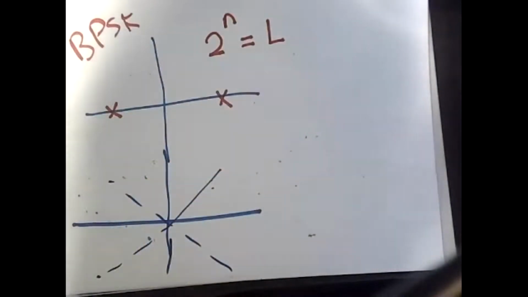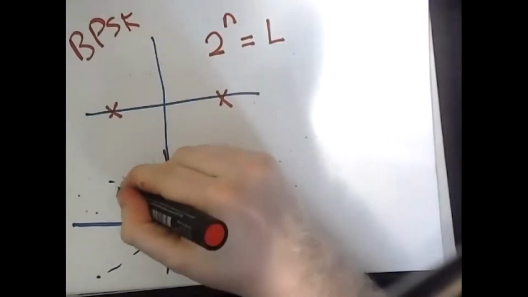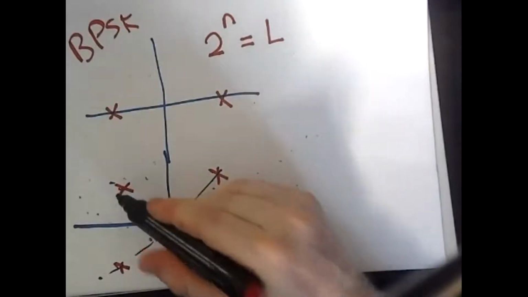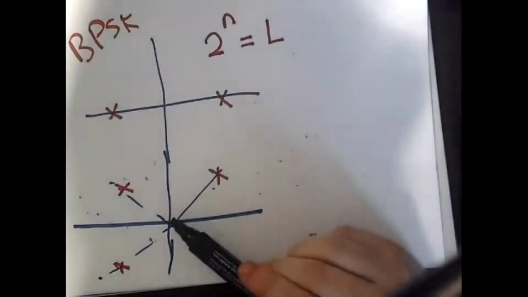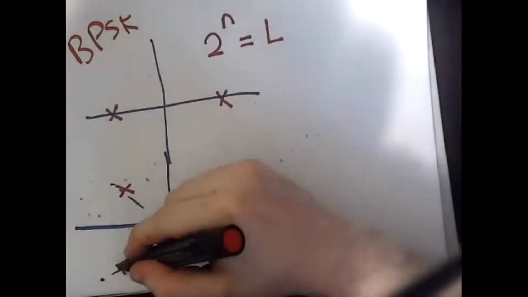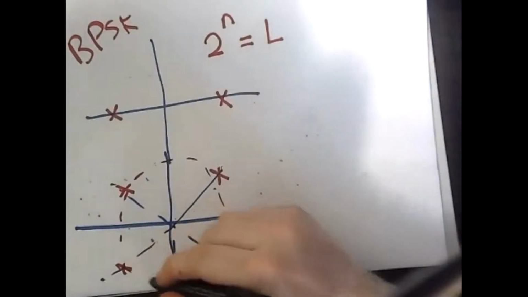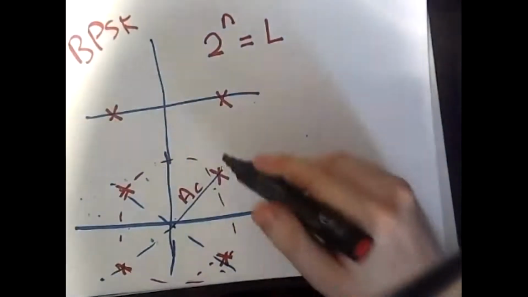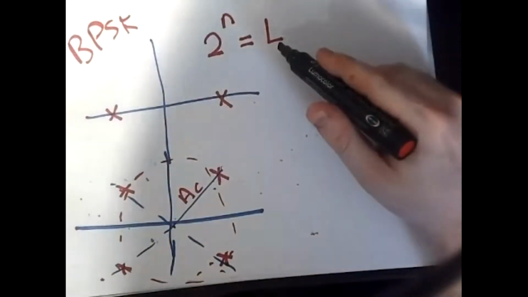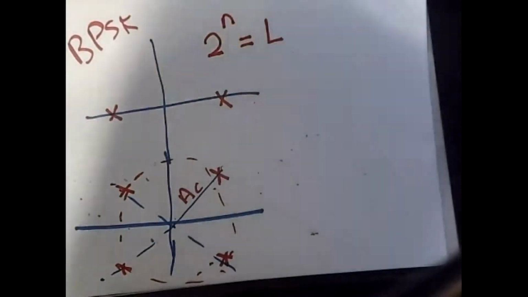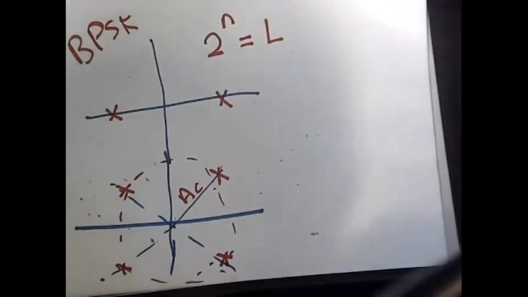What if I have another constellation diagram like this? Still I have 4 states, and the 4 states have the same amplitude. The amplitude is represented by the distance between the origin and the point, this radial distance. As far as these 4 points are located on the circumference of the same circle, all of them have the same amplitude, which is, for example, Ac, the amplitude of the carrier. Now you have L equal to 4. With 4 states, you can represent 2 bits, not only 1 bit.